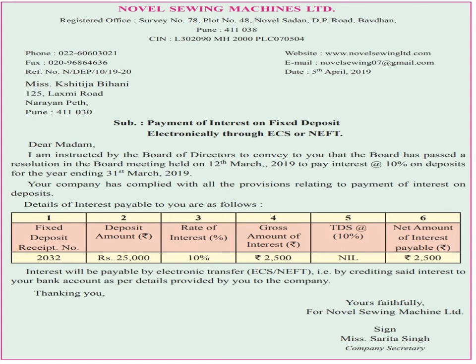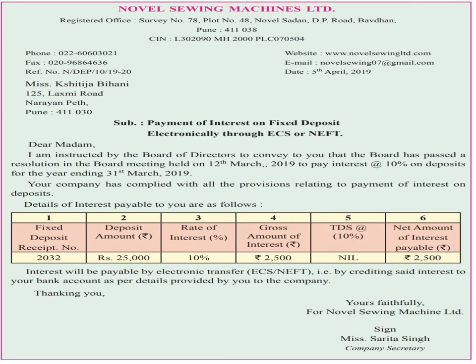So students, you can see in the box, the very first box contains the fixed deposit receipt number. That receipt number is 2032. The second box contains the deposit amount, the amount that the depositor has deposited in the company. That money which he or she has deposited in the company. So she has deposited 25,000. That is mentioned in the second box.